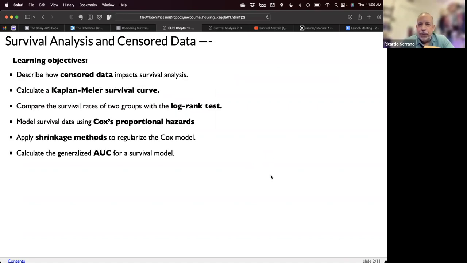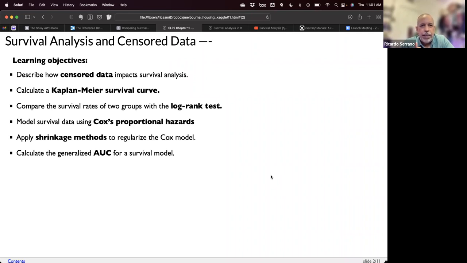The learning objectives for this chapter are, first of all, to understand the definition of censored data, which is vital to understand what we're going to discuss as survival analysis. Also, we are going to take a peek at the Kaplan-Meier. It says survival curve, but I found that the better term is basically a curve. It's a plot, and you will see why. Sometimes it's for survival, and sometimes you can use it for the hazard, which is kind of the inverse of the survival.